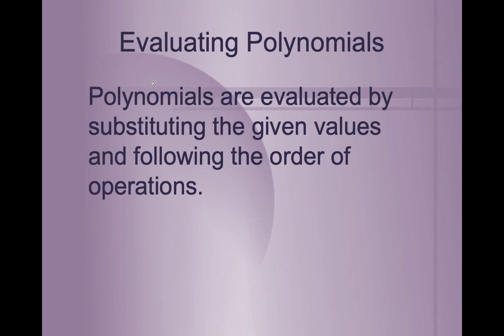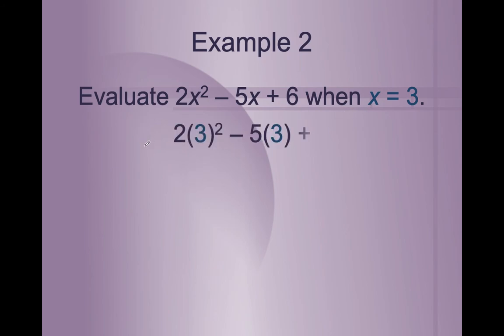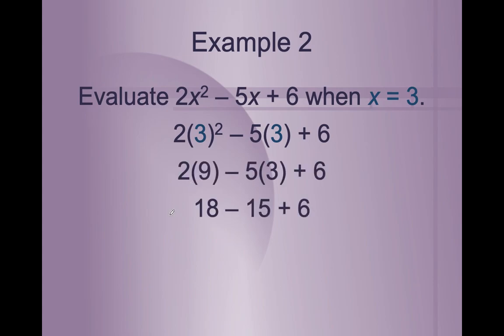Polynomials are evaluated by substituting the given values and following the order of operations. Let's look at an example. 2x squared minus 5x plus 6. Evaluate this if x equals 3. Well, we're just going to plug in the value of x as 3. 2 times 3 squared minus 5 times 3 plus 6. That's 2 times 9 minus 5 times 3 plus 6. 18 minus 15 plus 6. Our final evaluation is 9.